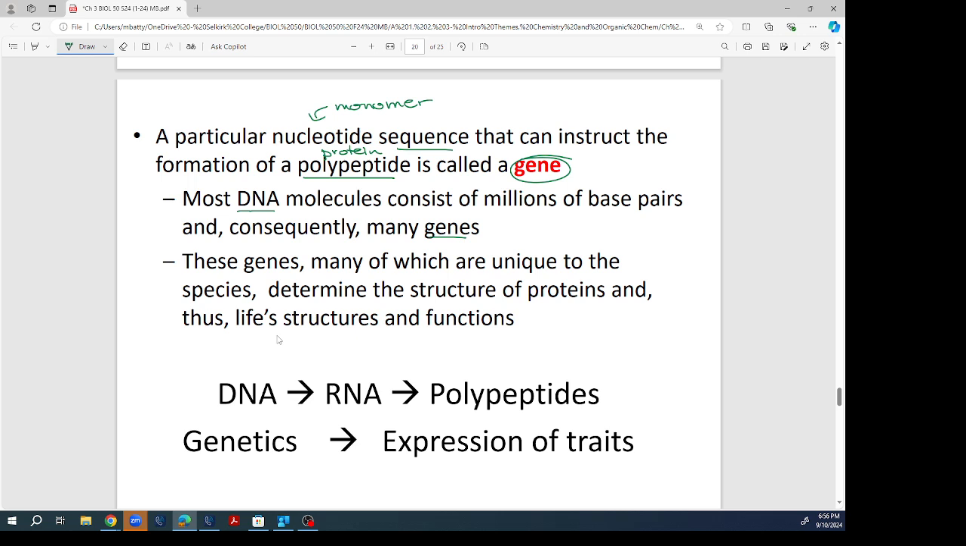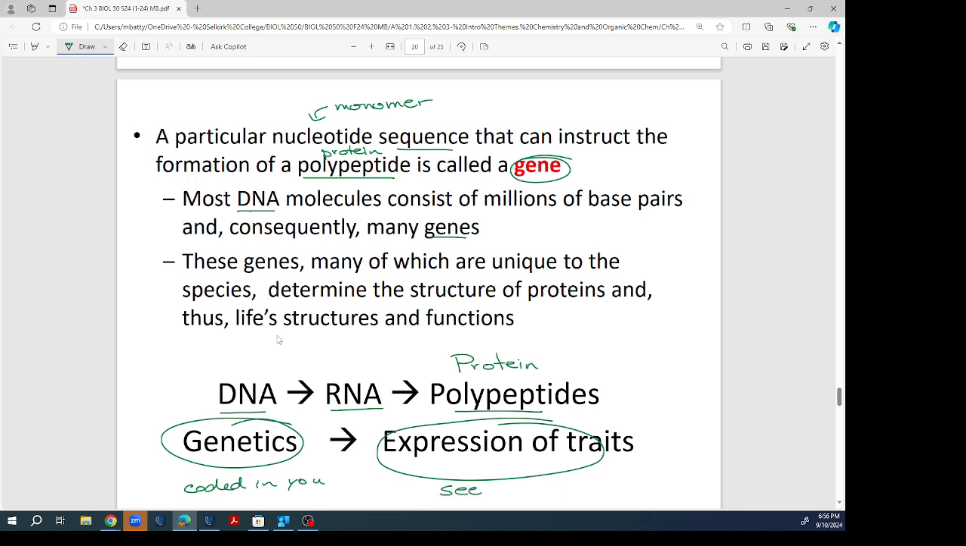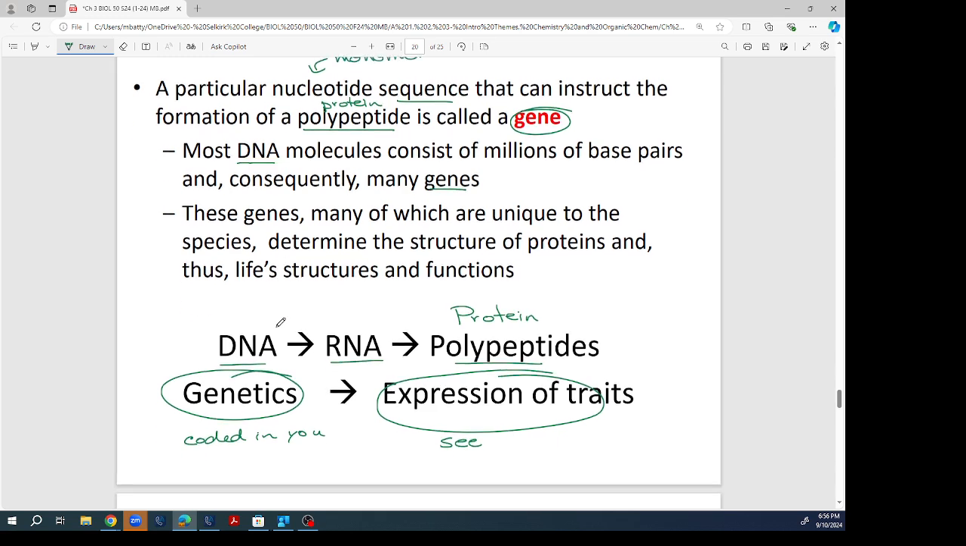And this is the overall flow. DNA uses RNA to make polypeptides. And again, if you don't like the word polypeptides, you can always write in protein. This is where your genetics are actually expressed. And so this is coded in you, and this is what you can see, right? That's the expression. It's how it's translated literally into who you are.